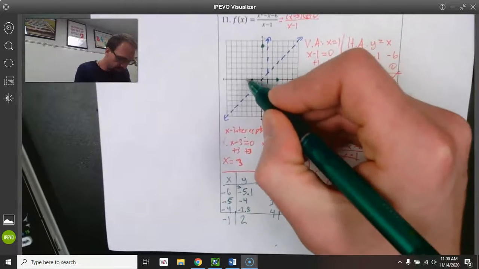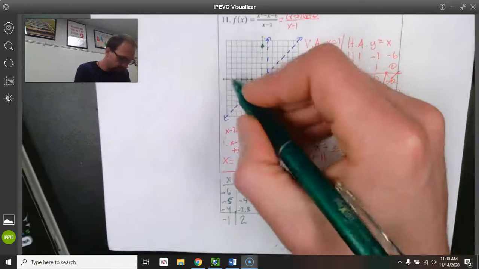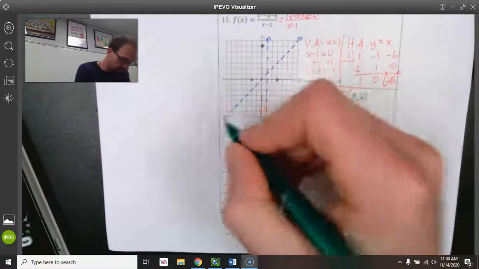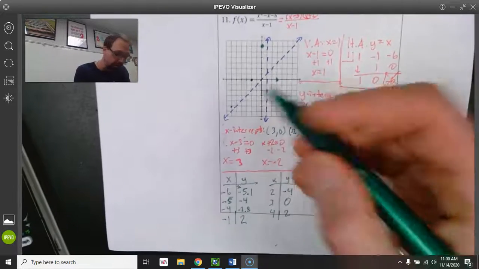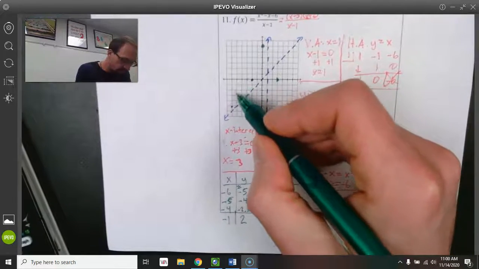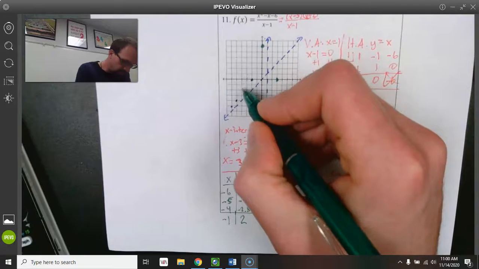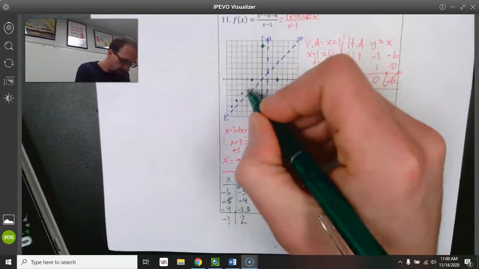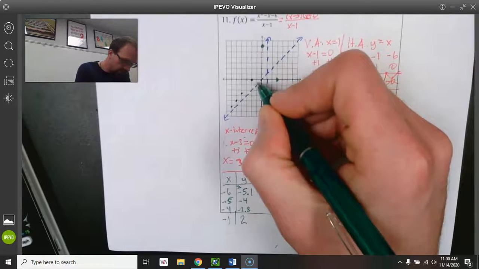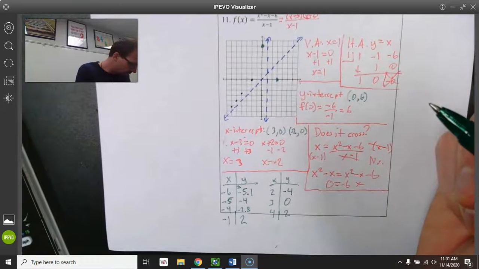Negative 6, then 1, 2, 3, 4, 5. So we're getting really close to this blue asymptote line, which we should. Then 1, 2, 3, 4, negative 2.8, negative 1.